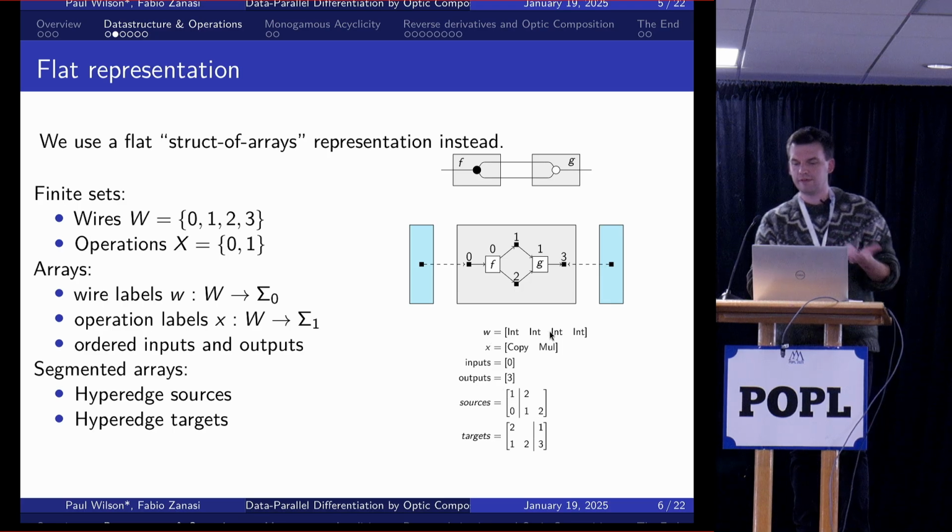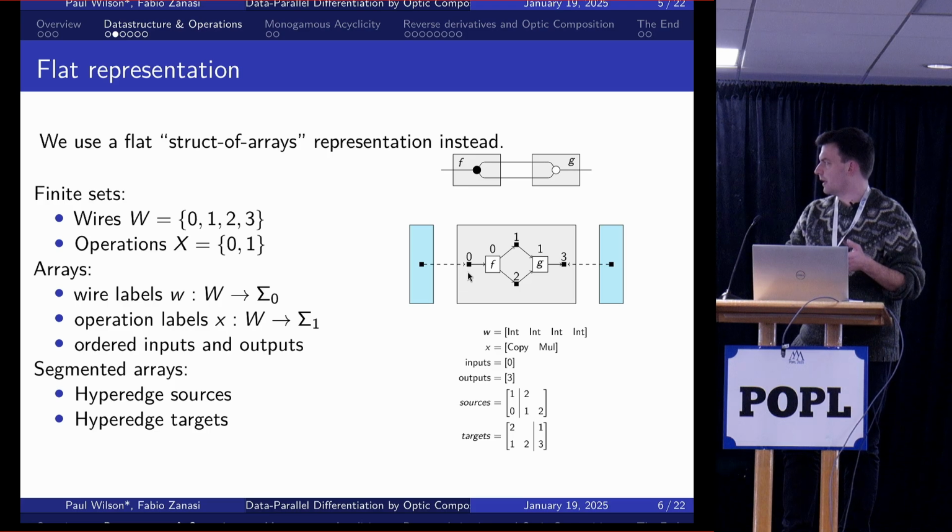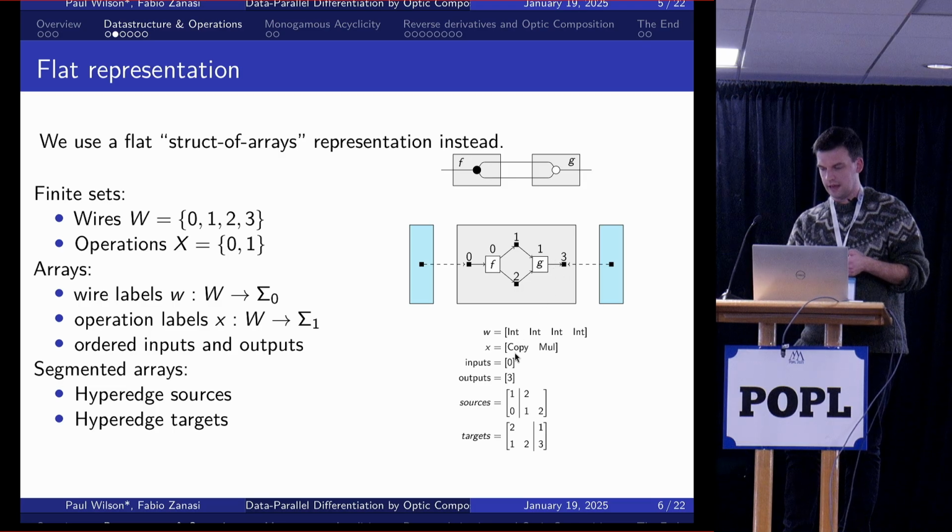But we have an array of labels, W. So all the wires in our diagram are labeled with the object in the category, or the type. In this case, we only have ints. Each operation also has a label, so copy and multiply. Then we have a list of nodes that are inputs. So we have 0 as the input node, 3 as the output node.